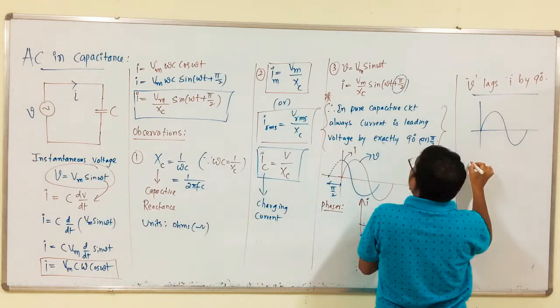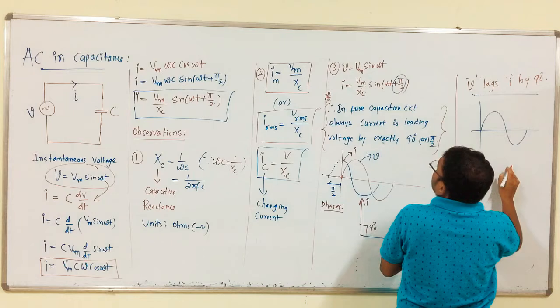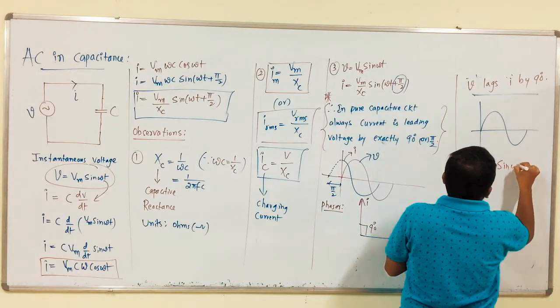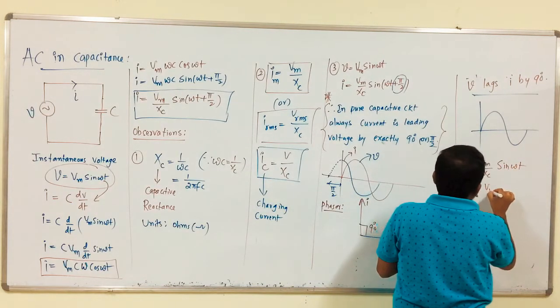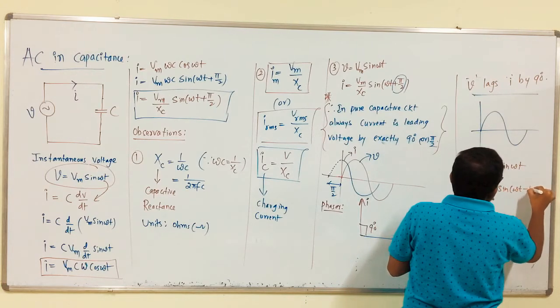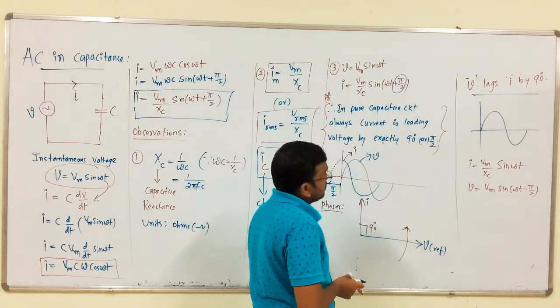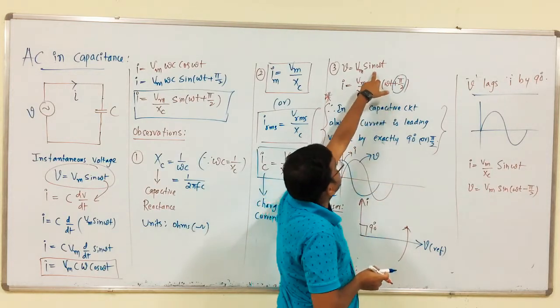So for this, the equation is what? For example, V m by X c sin omega t, this is taken as the reference. Current is nothing but V m by X c sin(omega t minus pi by 2). Minus pi by 2. This is also correct, no? If it is 0, this is minus pi by 2.